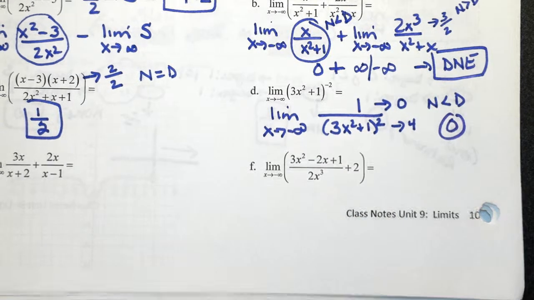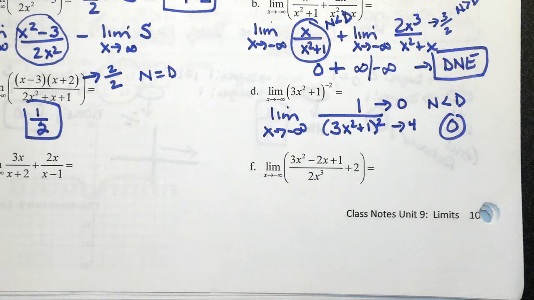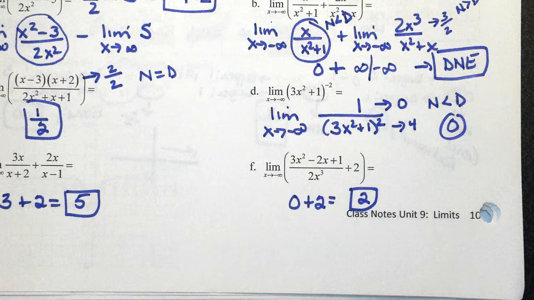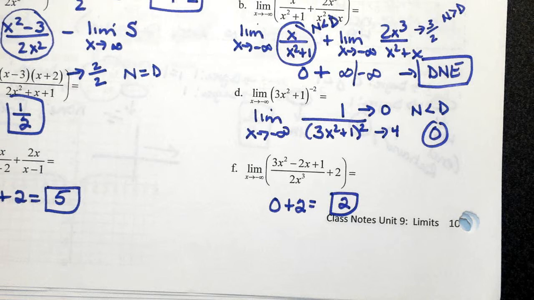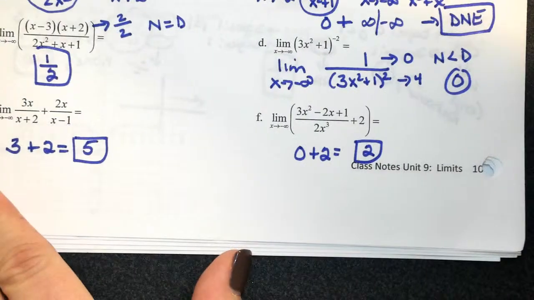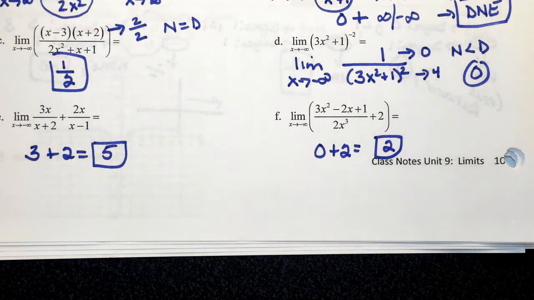You guys go ahead and try the next 2 on your own. So did we come up with 5 for E and 2 for F? Okay. Any questions, guys, on how we handle limits at infinity?